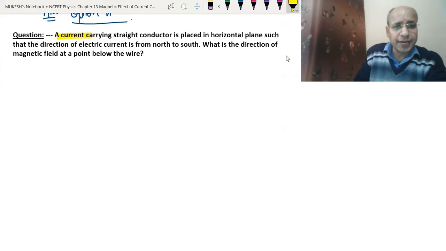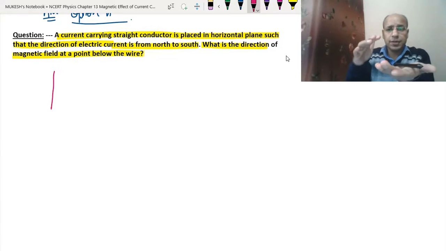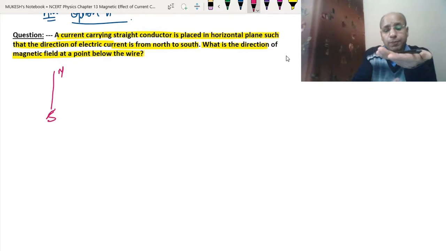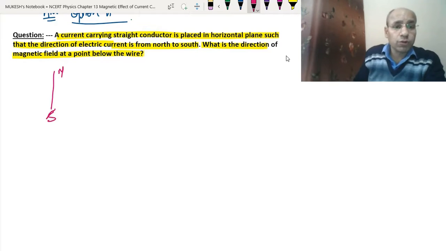In this question, a current carrying straight conductor is placed in a horizontal plane such that the direction of electric current is from north to south. What is the direction of magnetic field at a point below the wire? Okay, see, a student has placed the conductor in a horizontal direction like this. This is north, this is south, and we have to find the direction of magnetic field below the wire.